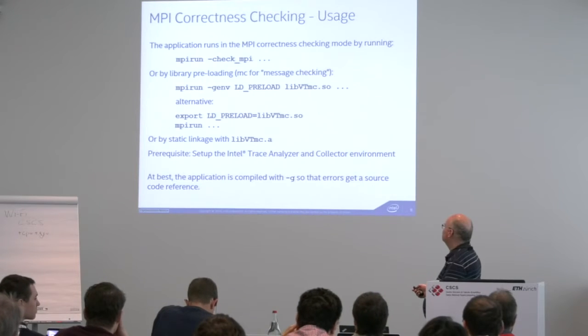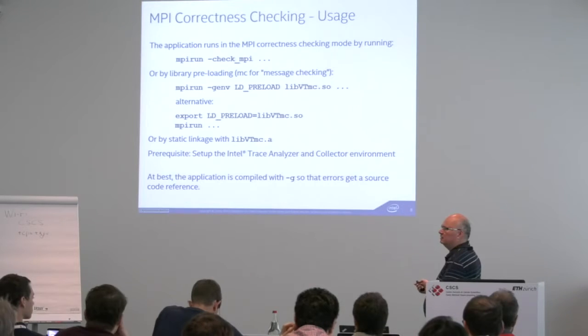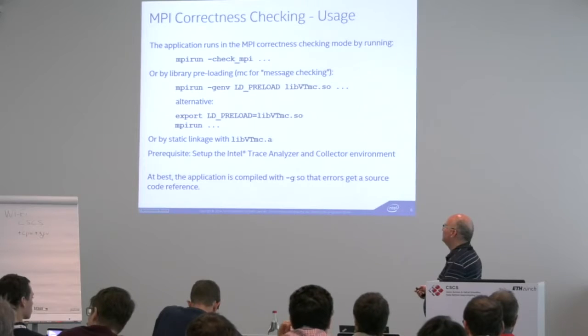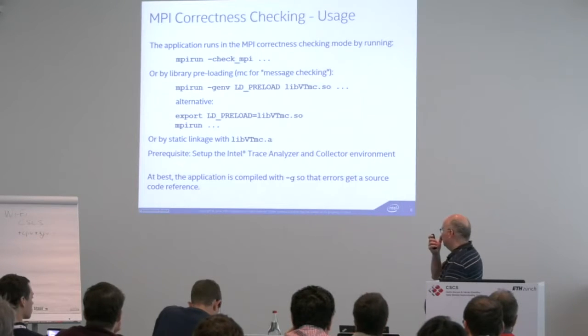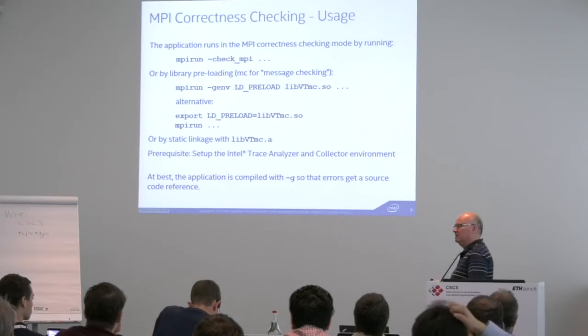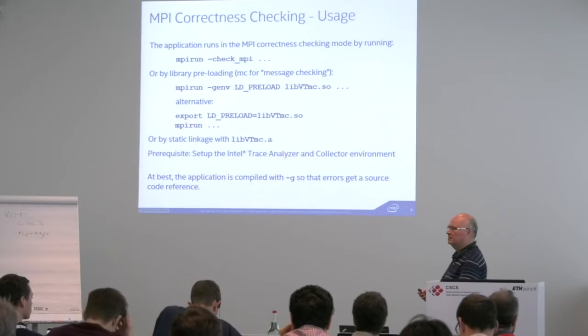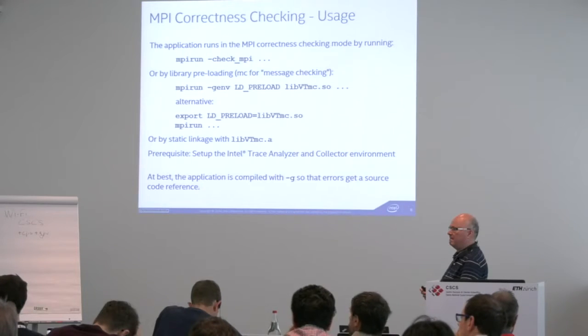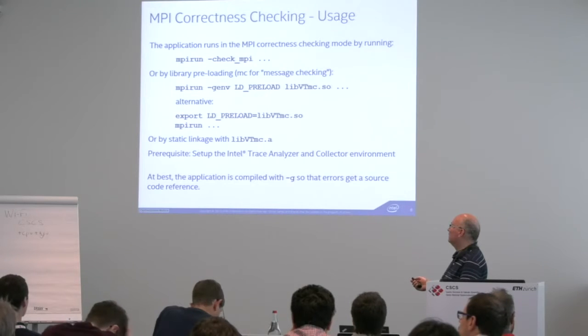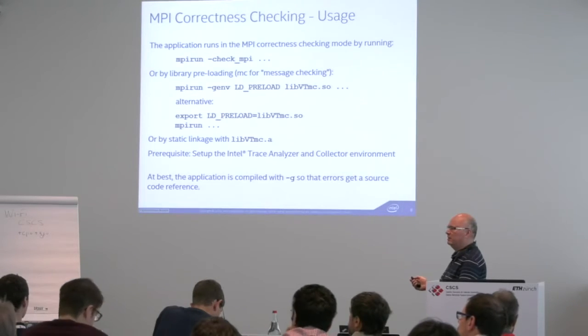I would say the best would be either the LD preload, if you have dynamic linking in your program, or probably the static linking. In earlier days, it was necessary to have the right order of the linked libraries to ensure that the wrapper is at the right place. And when we start the MPI run, we have to put the check MPI option, because this is Intel MPI, I guess. This is only working with Intel MPI, so it's integrated into the Intel MPI run command.